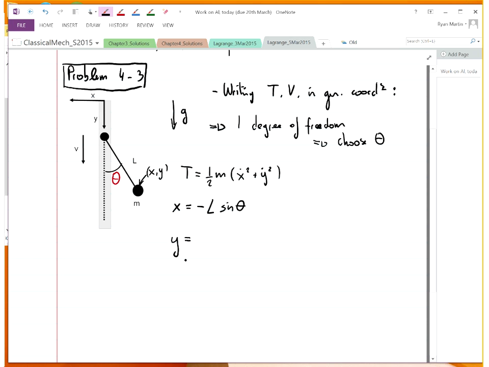What about the y position? It says that at time t equals 0, the fulcrum was at the origin. So at some time t, the fulcrum has moved down a distance v times t, and that's in the positive y direction. So the y position of the mass is going to be v times t, and then it's even further down in the positive y direction, plus L cos theta.